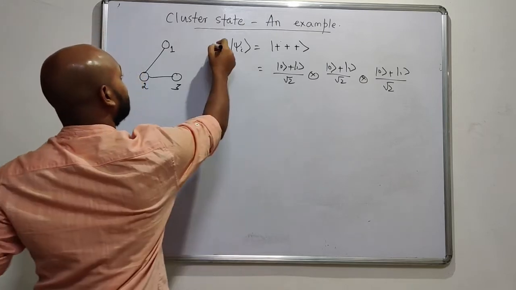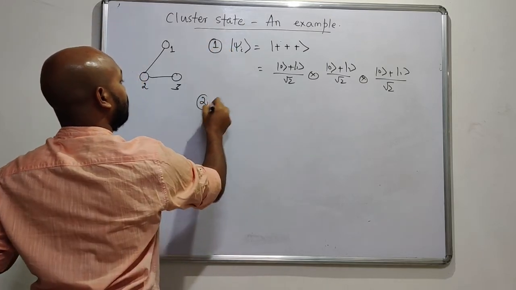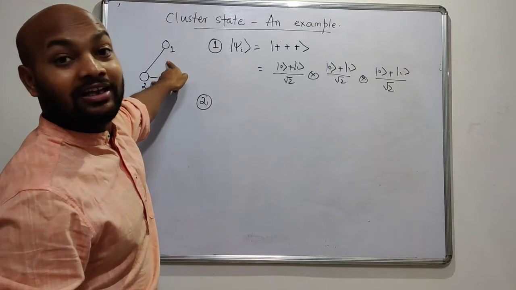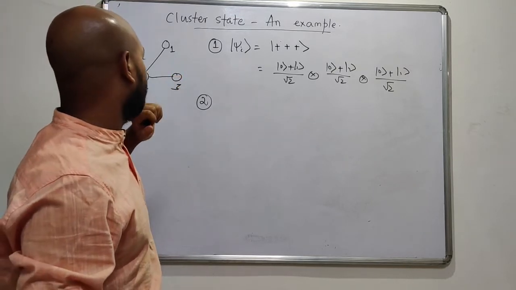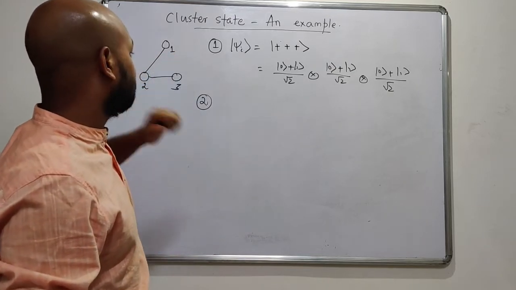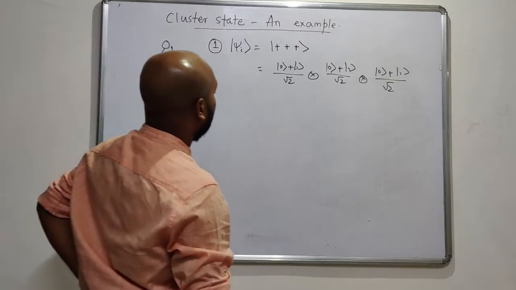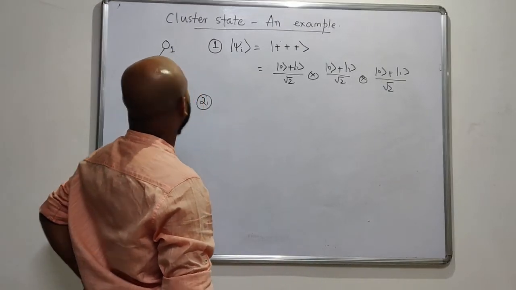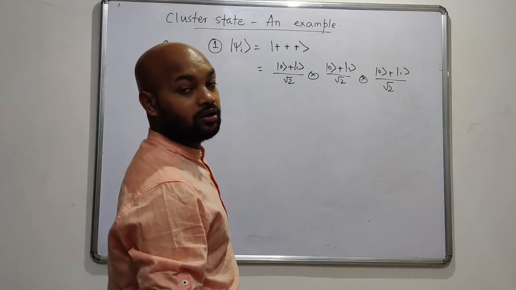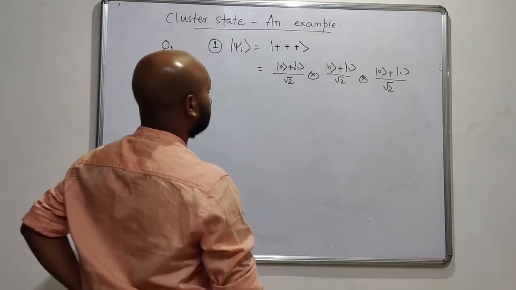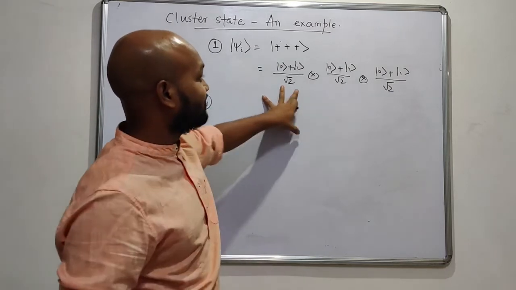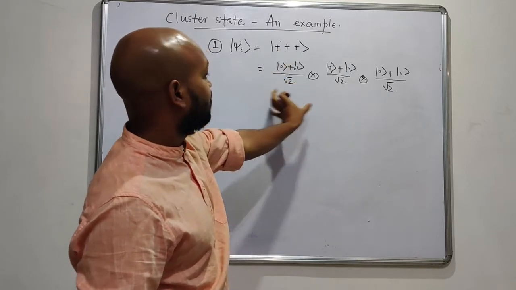In the second step, we form the link between the first and the second qubit, and then a link between the second and the third qubit. When we form the link between the first and the second qubit, we operate a CZ gate from the first qubit to the second qubit and do nothing to the third qubit. But before that, let's write it in 3 qubit form.